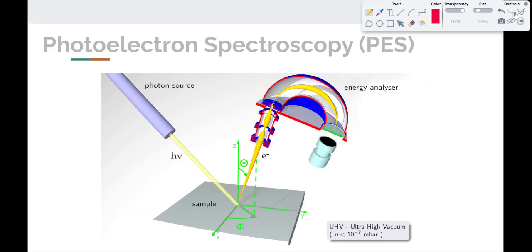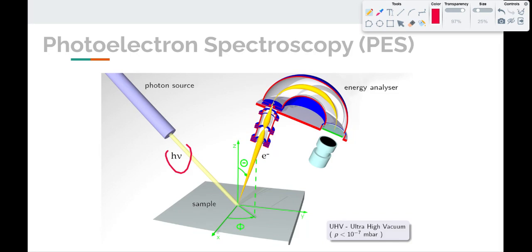So this is a device called a photoelectron spectroscope. And this is what we use to do photoelectron spectroscopy, which is PES for short, which is nice because it's hard to say spectroscopy. So what they do is they bombard their sample of material with some photons, with energy h nu, and that's going to eject electrons. These electrons are kind of collimated. They go through these sort of lenses that focus the beam, and then they pass through this energy analyzer.